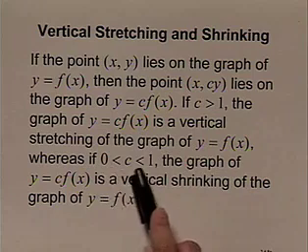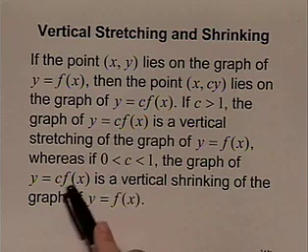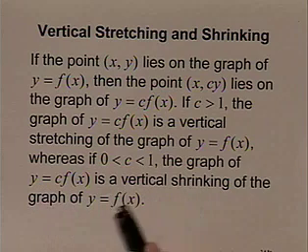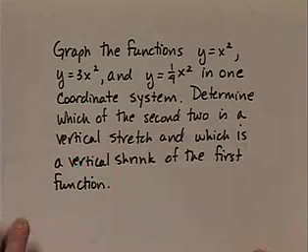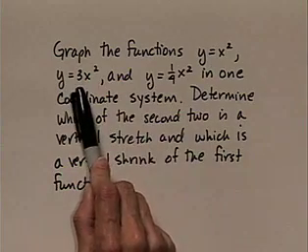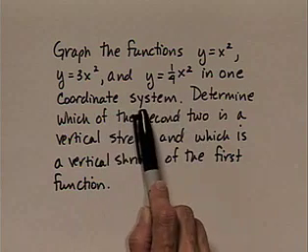Whereas if c is a number between 0 and 1, think of a fraction like a half or 2/3, the graph of that number times f of x is a vertical shrinking of the graph of y equals f of x. Well, let's try this out. What we're going to do here is graph 3 functions: y equals x squared, y equals 3 times x squared, and y equals 1/4 x squared in one coordinate system.